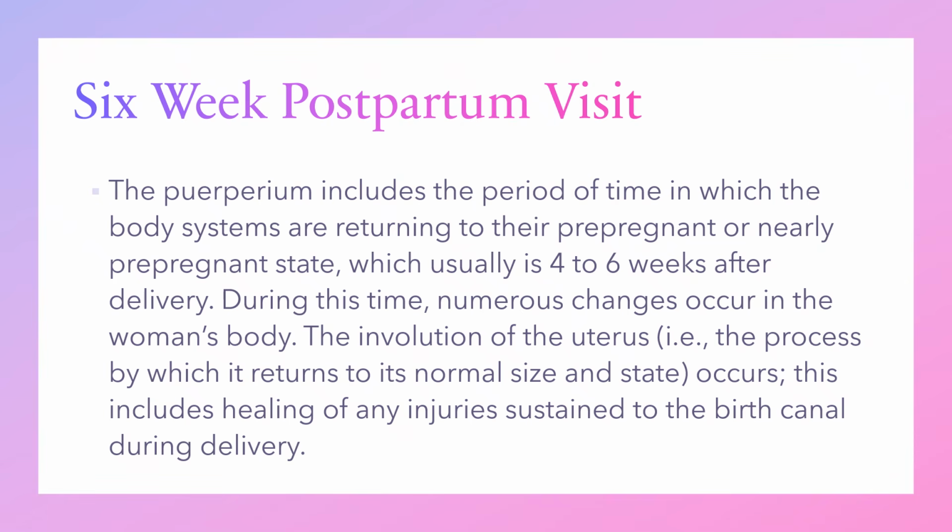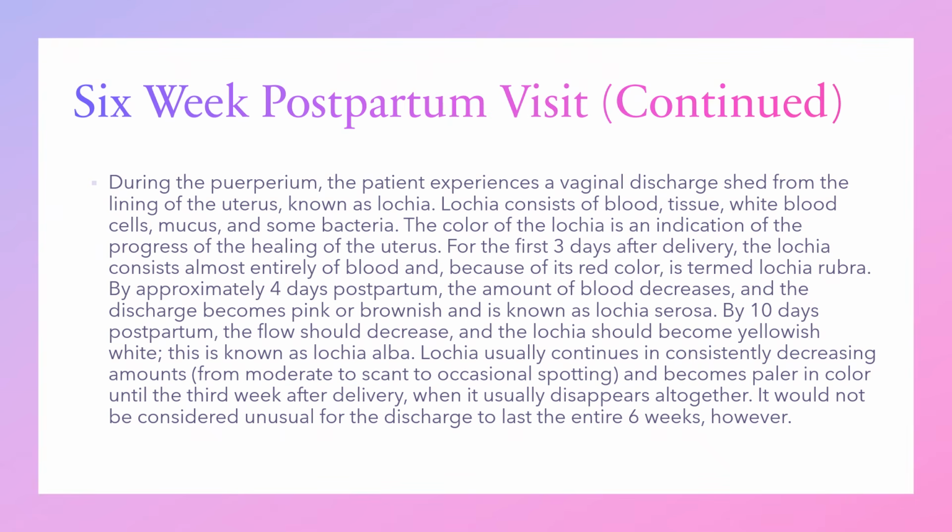This also includes healing of any injuries sustained, so if there were any tears or if they had to do an episiotomy, or if there were any injuries to the birth canal inside. During the puerperium, the patient is going to experience vaginal discharge shed from the lining of the uterus. This is known as lochia. Lochia consists of blood, tissue, white blood cells, mucus, and some bacteria. The color is an indication of the progress of the healing of the uterus.